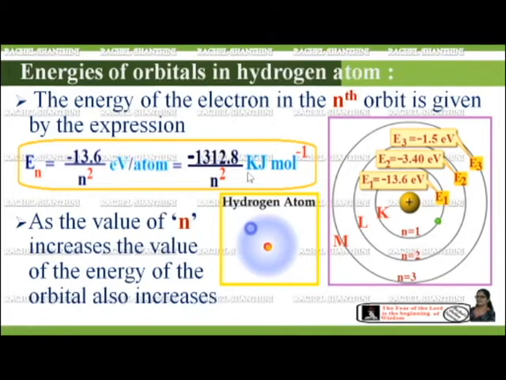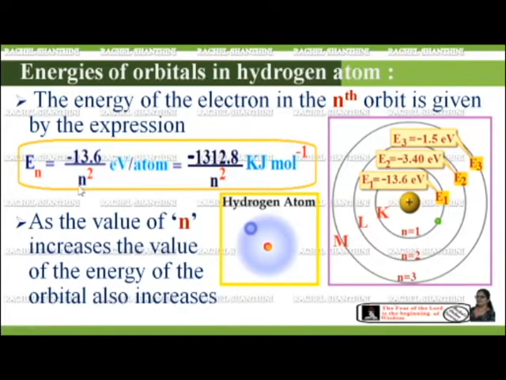If we want to express in terms of kilojoules per mole, then the value of En is equal to minus 1312.8 upon n square. From this expression, we come to know that the energy of the electron in hydrogen atom depends upon the value of n, that is the principal quantum number. If we substitute n equal to 1 in this expression, then En is equal to minus 13.6 upon 1. So the value of En for the first shell, that is the K shell, is minus 13.6 electron volt.